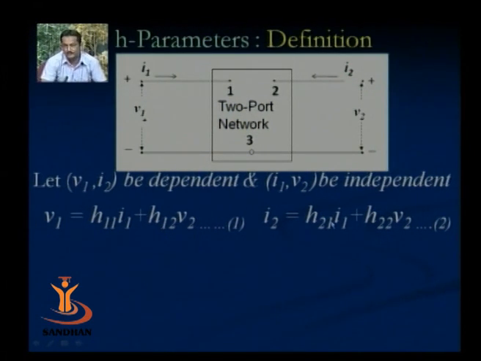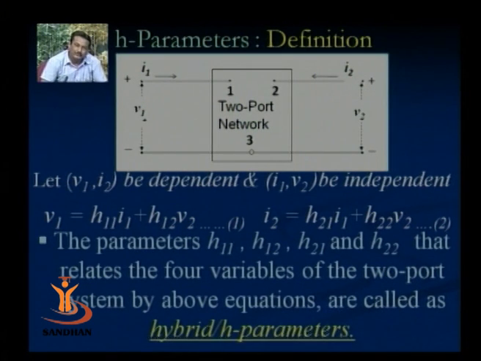Likewise, in a similar way, we can represent I2, that is the output current, as a combination of 2 independent variables I1 and V2. I1 multiplied by some constant, V2 multiplied by some constant. So I2 equals H21, a constant, into I1 plus H22, another constant, into V2. So this is one of the 6 ways that we have seen in which we can relate the 2 parameters V1 and I2 which are dependents.